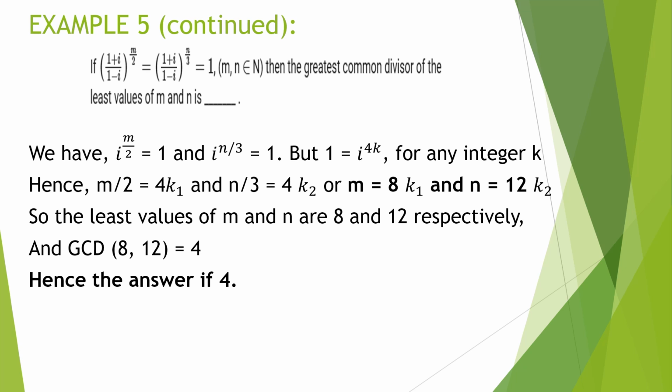So the least values, now remember over here, the least values of m and n will be what? 8 and 12. Least possible values will be 8 and 12. So the GCD of 8 and 12, we know it is equal to 4. And why have we taken 8 and 12? Because remember, m and n are natural numbers, so obviously negative is not possible. So now GCD of 8 and 12 is 4. So the answer is 4.